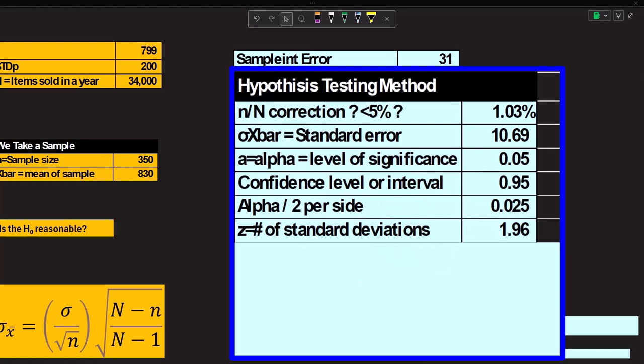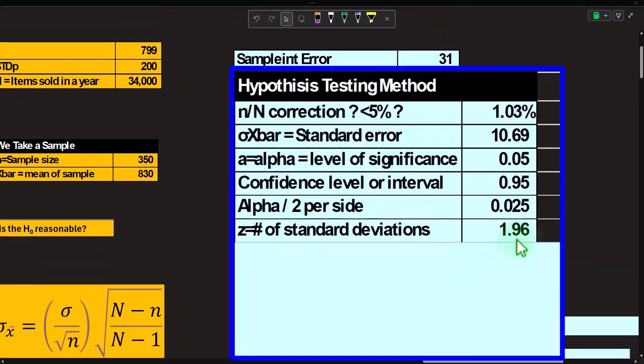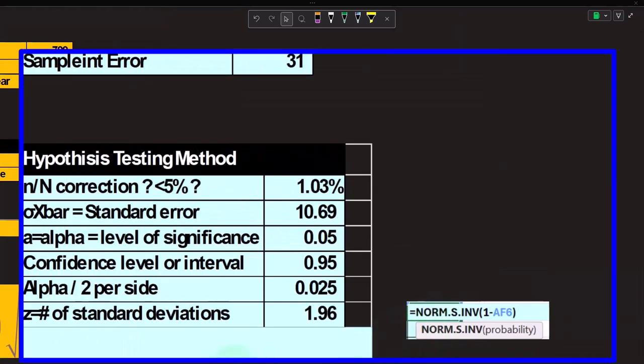And then we've got the z, and this could be calculated in terms of how many standard deviations out it would be. And it's around two standard deviations. And we can calculate that in Excel with NORM.S.INV. We're taking 1 because that's going to be 100%, because we're looking at that upper bit, 1 minus then the... And when it's looking for the probability, this one's looking for this one.